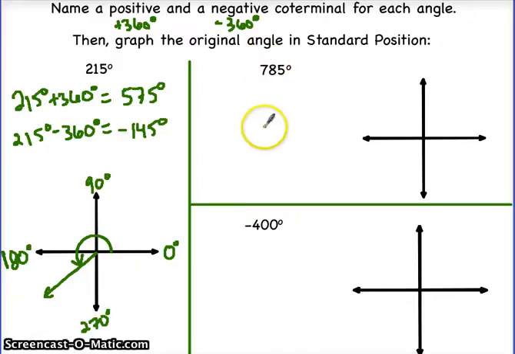With 785 degrees, that's such a large angle that I believe if we just subtract 360, we won't have to add 360 at all. We can just subtract our 360, end up with a 425-degree angle.